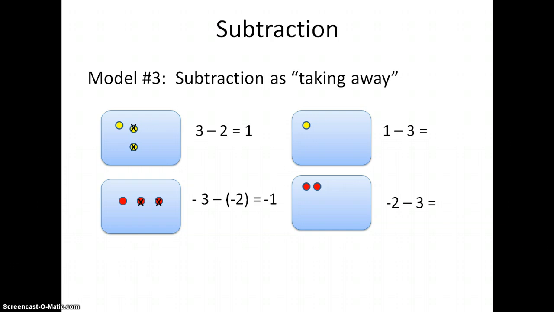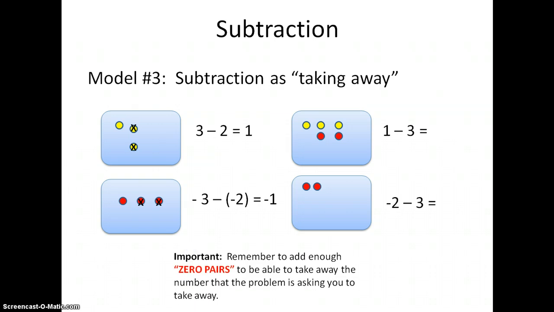I start with 1, and I want to subtract a +3, but I don't have +3 there. So I'm going to add 0 pairs because the value of a +1 and a -1 is 0. I'm not changing the value of my number, but I'm adding enough 0 pairs so that now I have 3 positives. So I'm going to take away those 3 positives, and I'm left with 2 negatives, which would be my answer, -2. Okay, let's try the last subtraction problem.